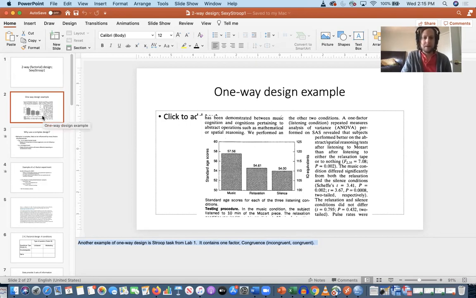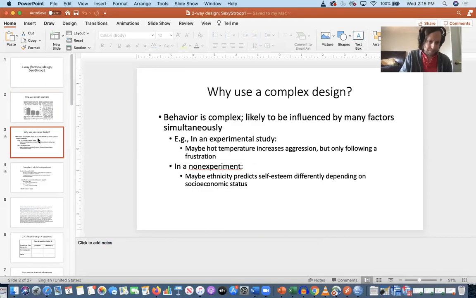And in this lecture today, we'll be contrasting that with factorial designs, which I have already mentioned before. A factorial design means that there are 2 or more factors.